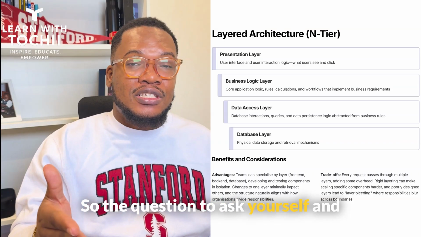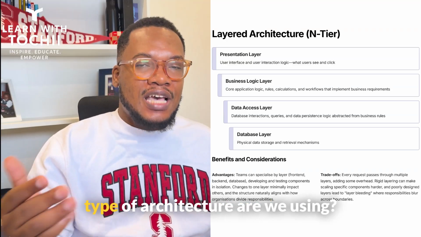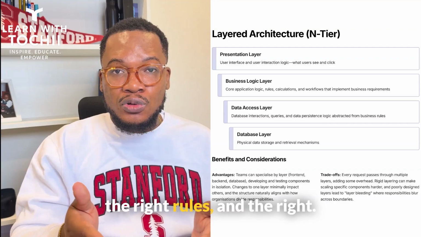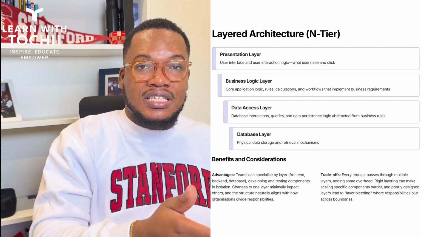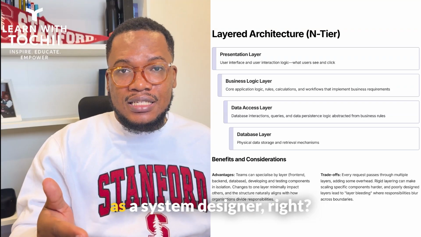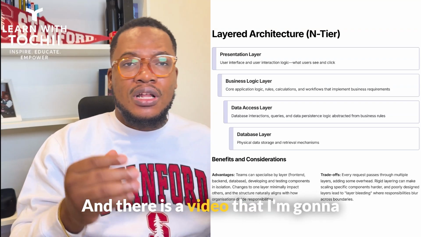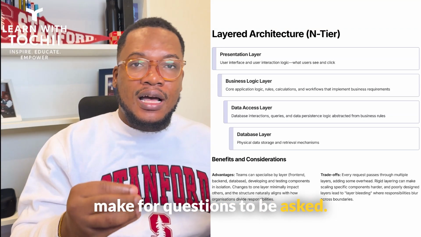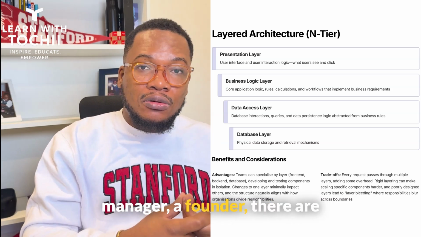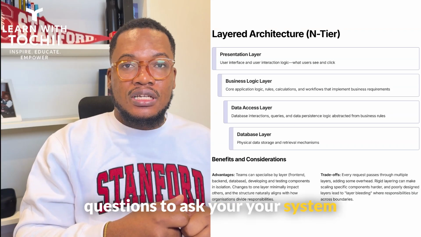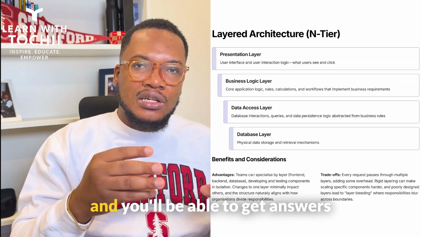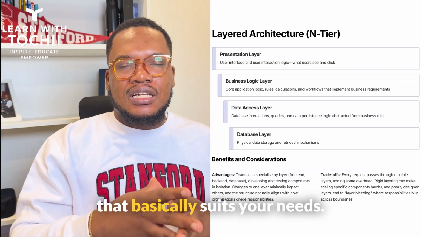So the question to ask yourself and your engineering team is, what type of architecture are we using? And if we're using this, are we following the right patterns, the right rules, and the right separation of concerns that we need to look into? And the truth is, there are so many questions to be asked as a system designer, right? And there's a video that I'm going to make for questions to be asked, whether you're a beginner, a product manager, a project manager, a founder. There are questions to ask your system teams where you can basically ask questions like a system designer, and you'll be able to get answers that suit your needs.